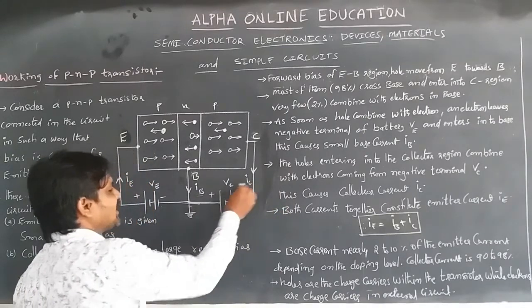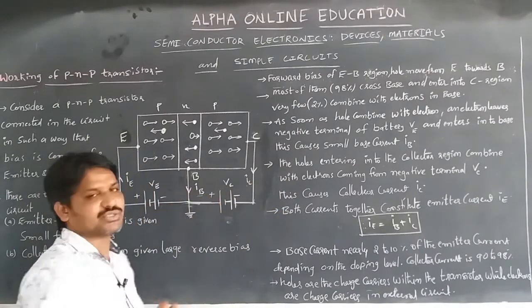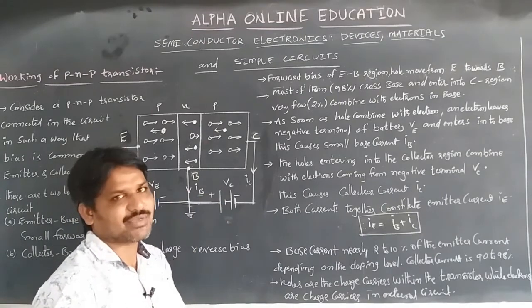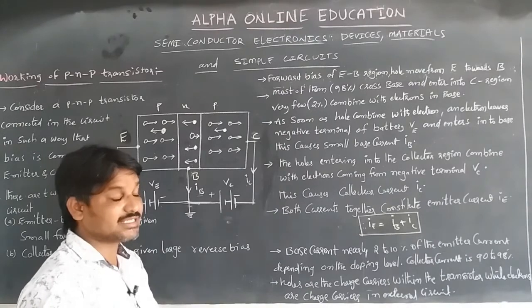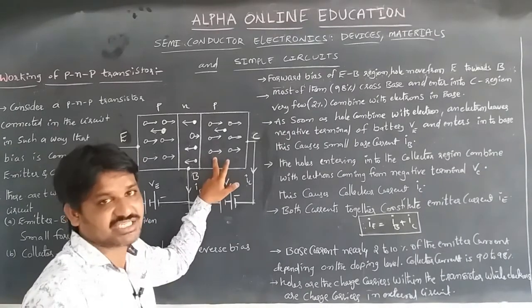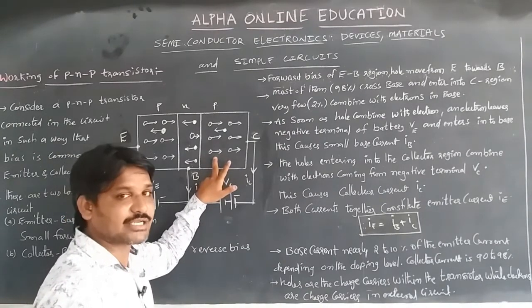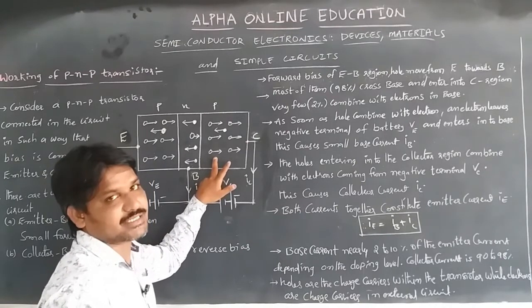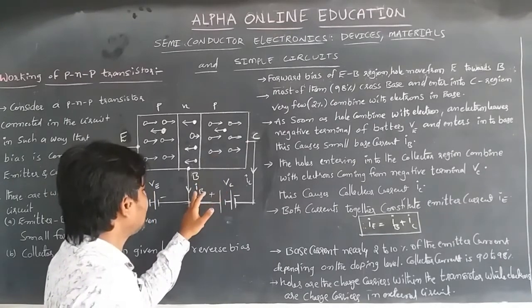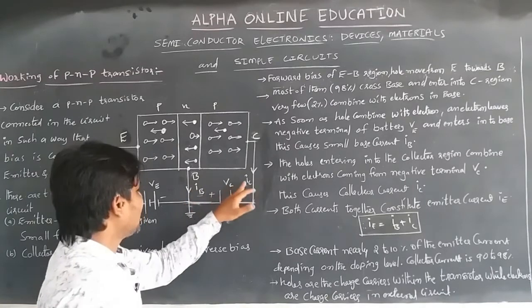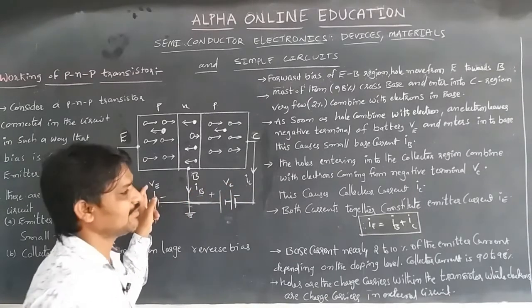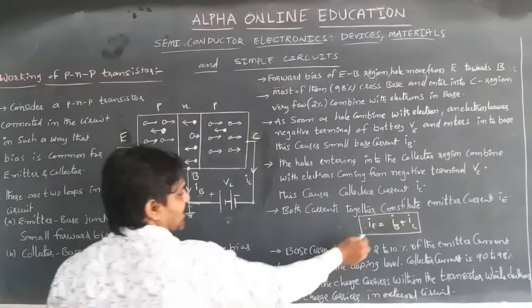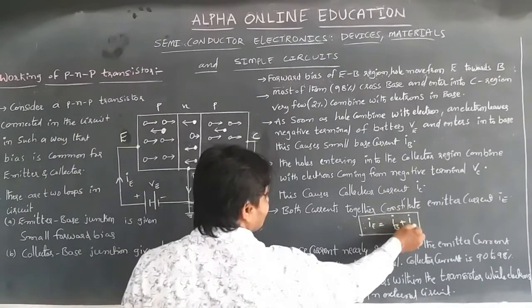Both this collector current and base current constitute the total emitter current, because in the external circuit the majority charge carriers are electrons, whereas in the transistor the holes are the charge carriers. That is why the collector current and base current together constitute the emitter current, that is IE is equal to IB plus IC.